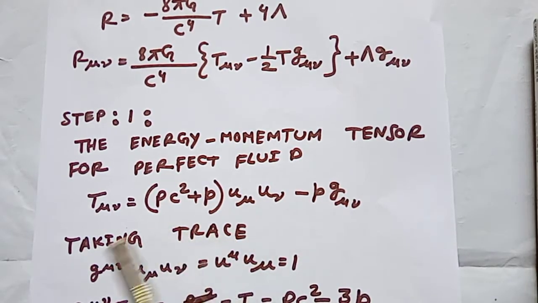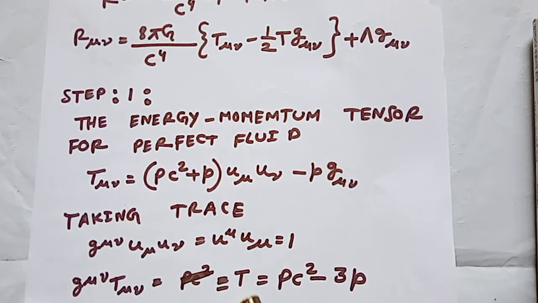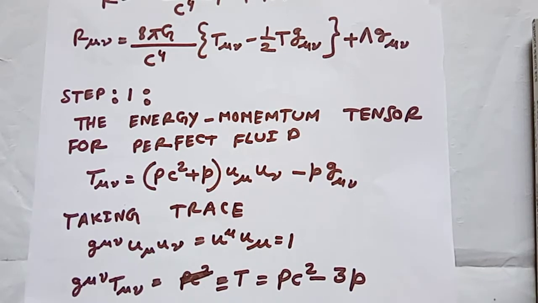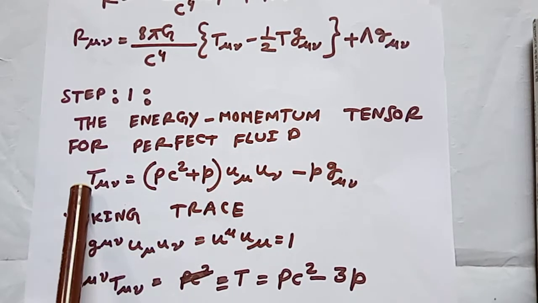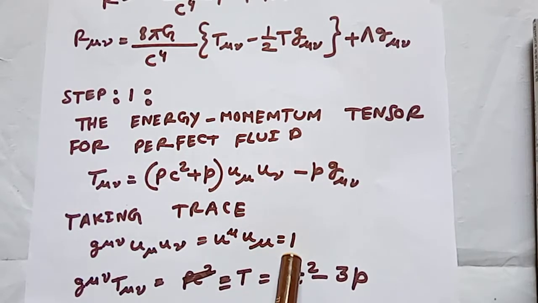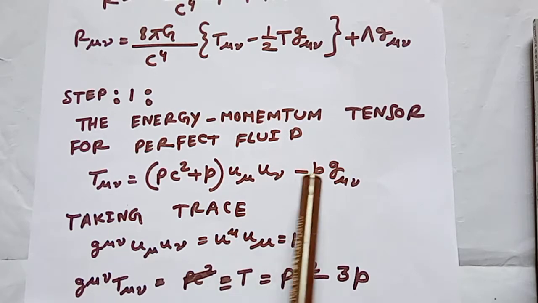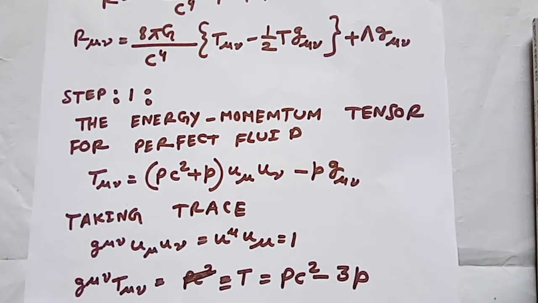Taking the trace, where g mu nu u mu u nu equals u mu u nu for the rearrangement, the dummy index contraction equals 1, because dx mu by ds times dx nu by ds equals 1. Now the trace of T is rho c square minus 3P. Here, when we multiply this g mu nu on both sides of this equation, this is getting to be 1, and when we subtract this, we have rho c square equal to minus 3P. Okay.